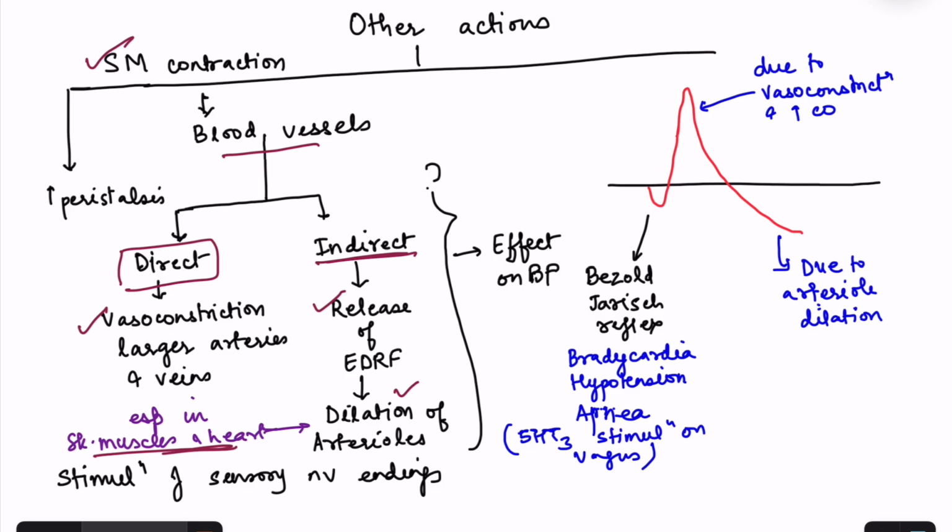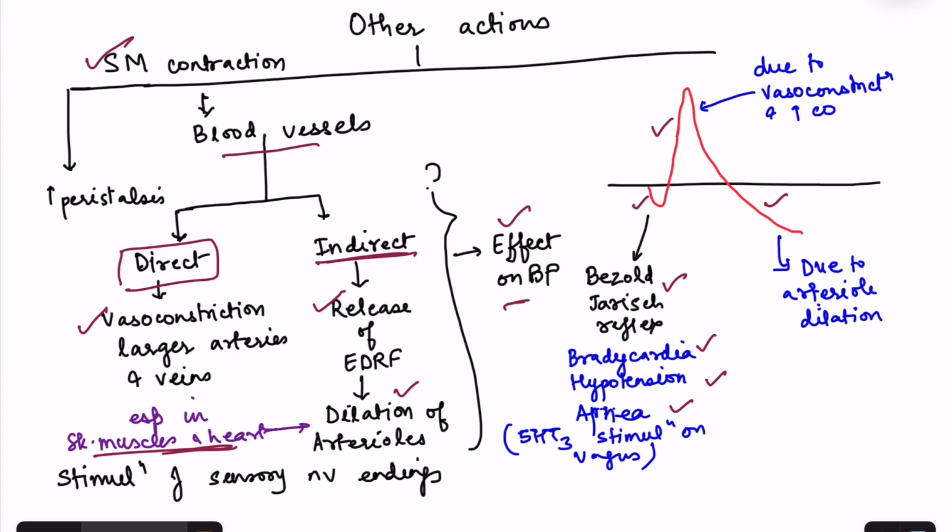Then, because of this direct and indirect effect on blood vessels, what is the effect of serotonin on blood pressure? Well, there is a triphasic effect. Initially, we see a small fall in blood pressure, then a rise in blood pressure, and then a slow sustained fall in blood pressure. So why is this occurring? First is due to the Bezold-Jarisch reflex. Serotonin actually stimulates certain vagal nerve endings, and because of this there is activation of the Bezold-Jarisch reflex. This causes bradycardia, hypotension and apnea.